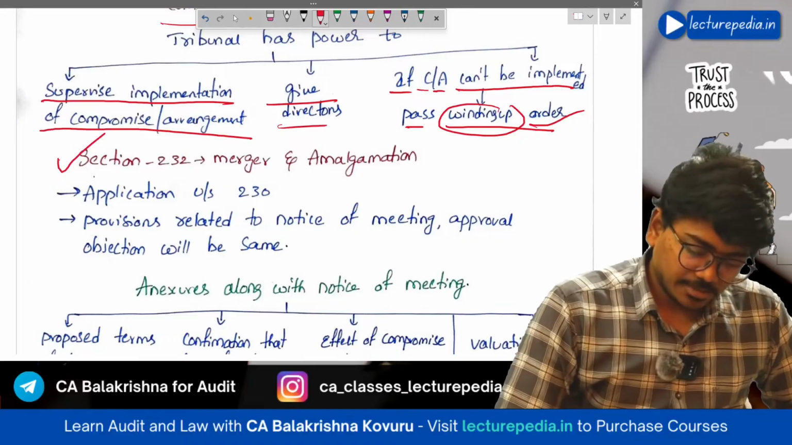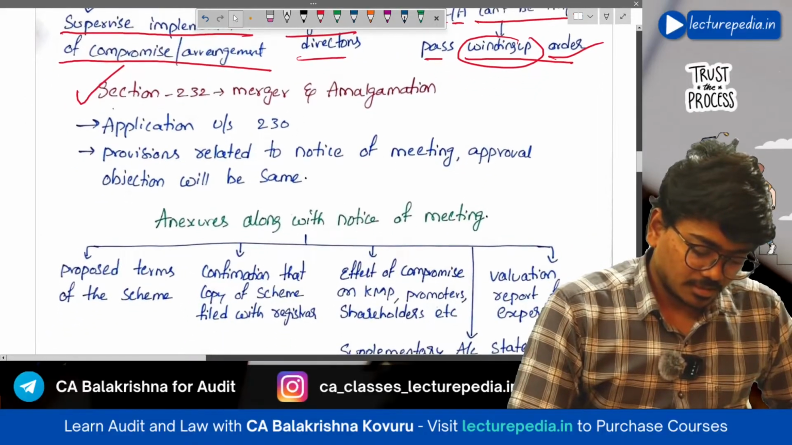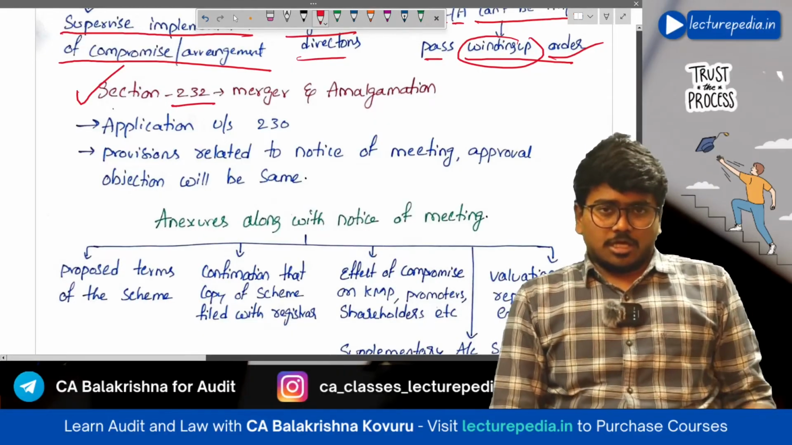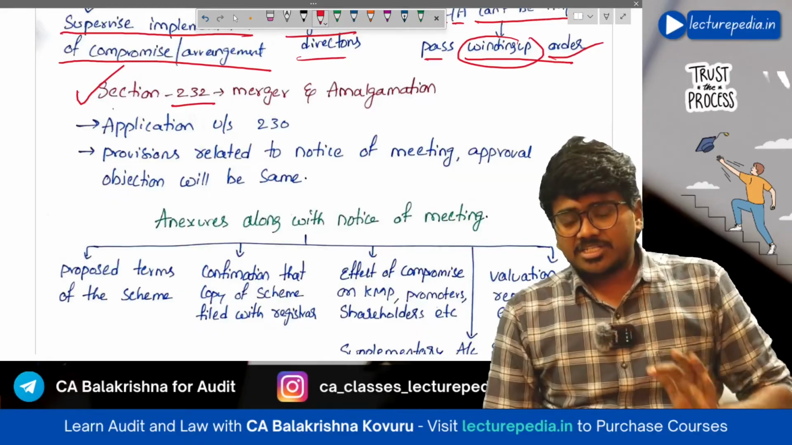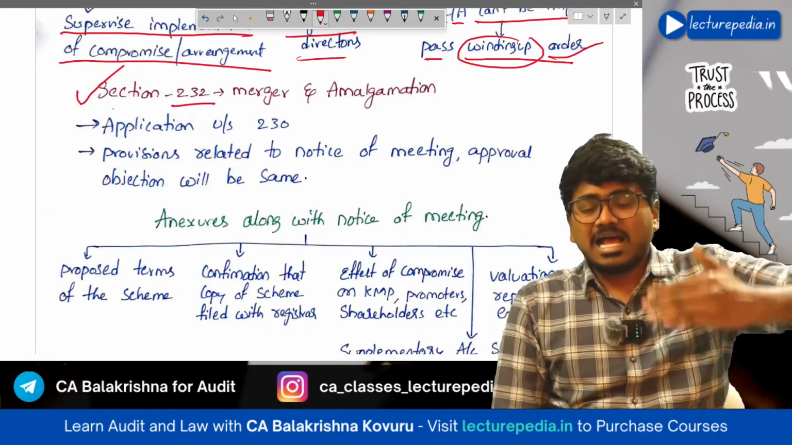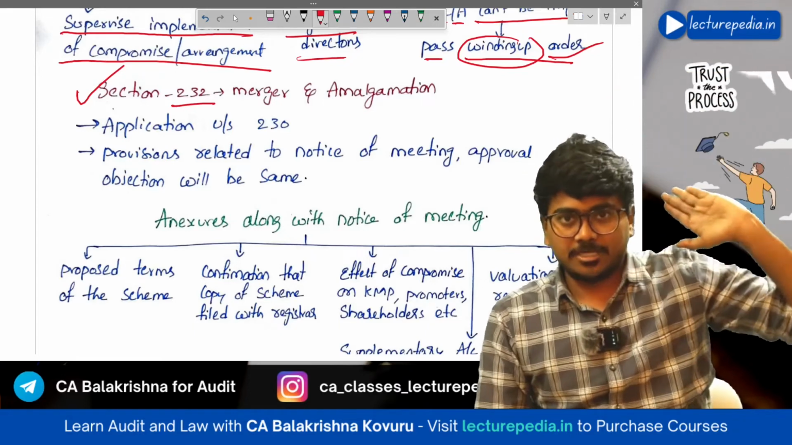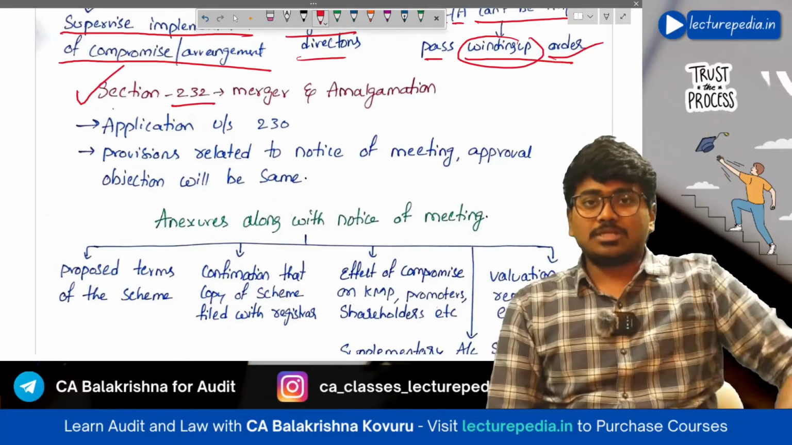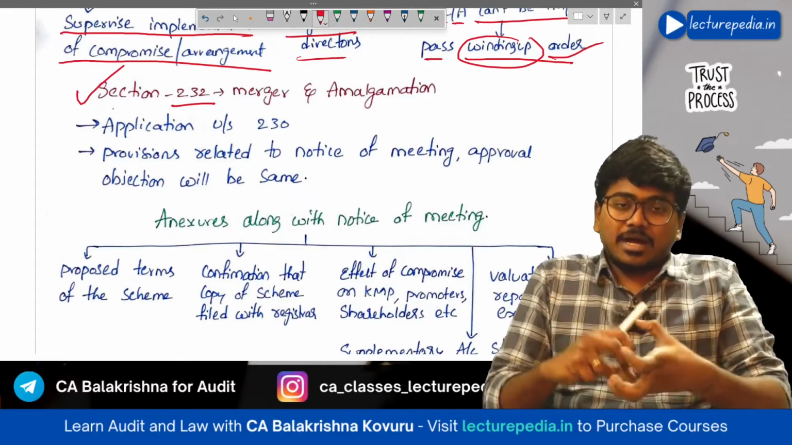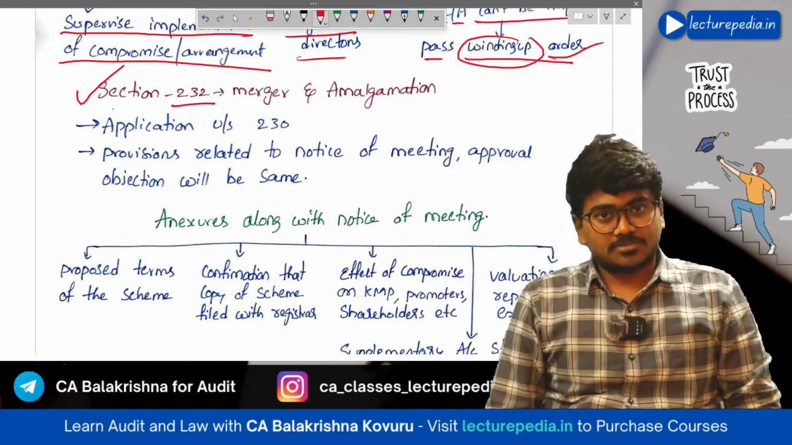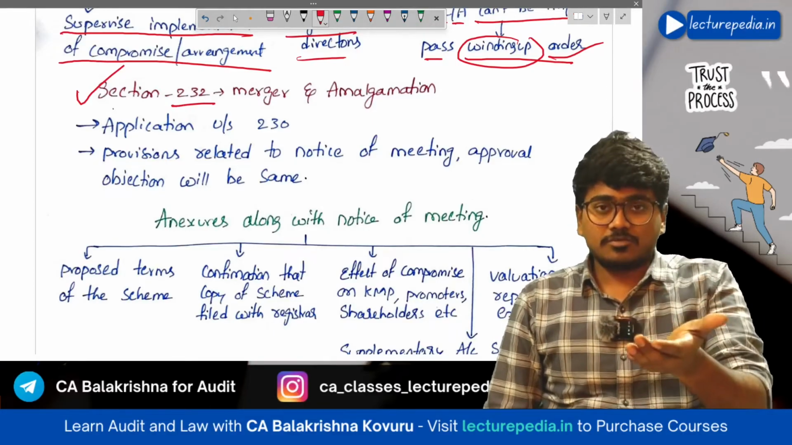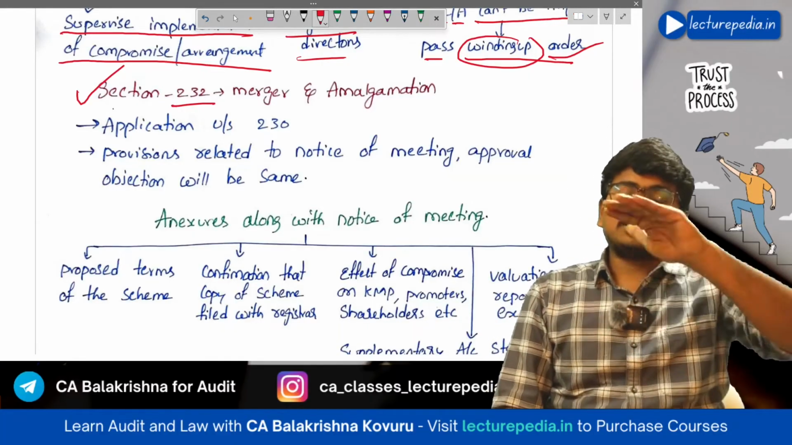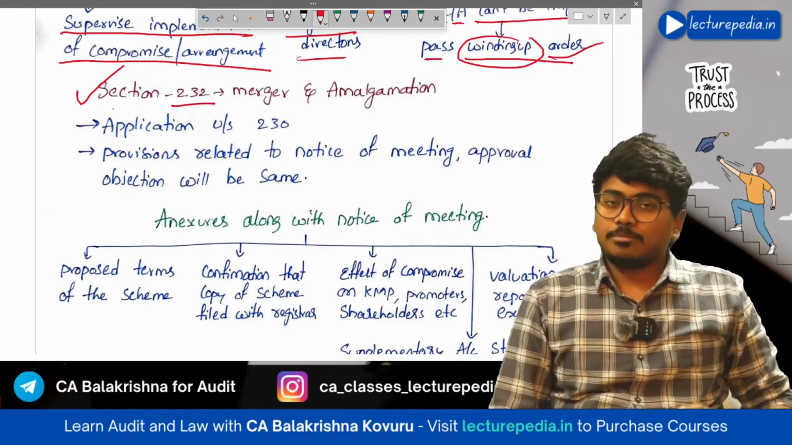Next, section number 232, which deals with merger or amalgamation. Now, if you see, the application for this merger or amalgamation has to be made under section number 230 only. In section number 230, the company has to prove to the tribunal that there is a requirement for the amalgamation or merger. If the tribunal also feels that there is a requirement, then it will order the merger or amalgamation of the companies.